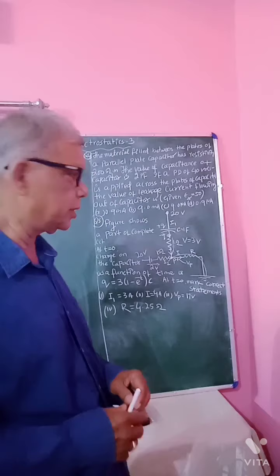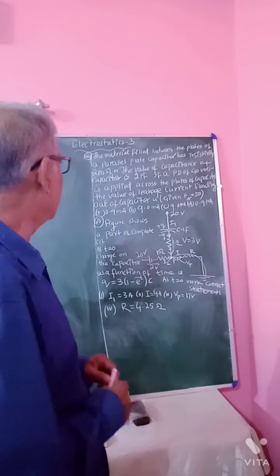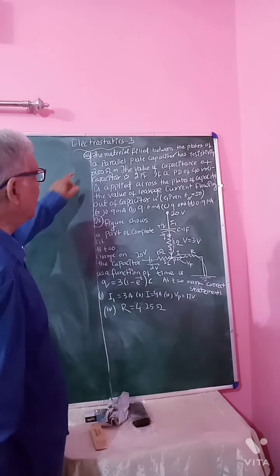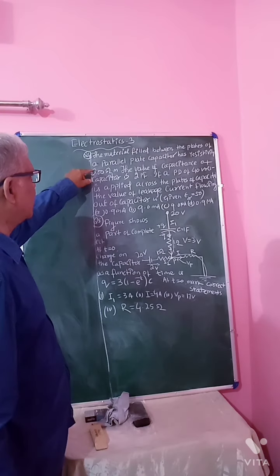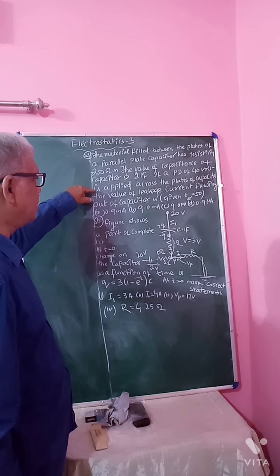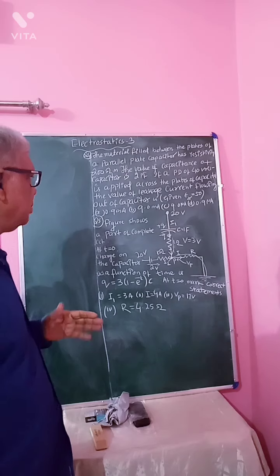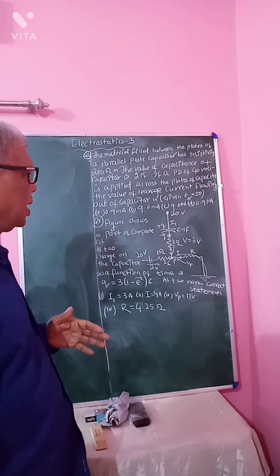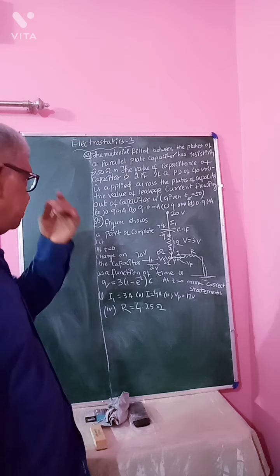Now I shall discuss some important questions on electrostatics. First question is, the material filled between the plates of a parallel plate capacitor has resistivity 200 ohm meter. The value of capacitance of capacitor is 2 picofarad. If a potential difference of 40 volt is applied across the plates of capacitor, the value of leakage current flowing out of capacitor is, choices are 0.9 milliampere, 9 milliampere, 9 microampere and 0.9 microampere.